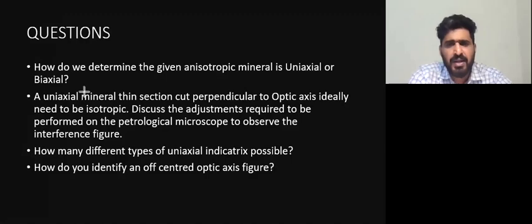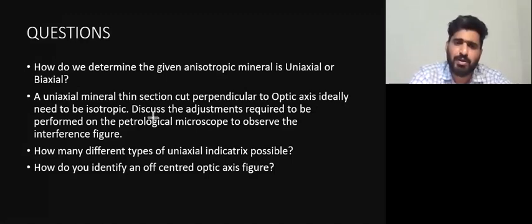A uniaxial mineral thin section cut perpendicular to the optic axis ideally needs to be isotropic. All of us know that when you cut a section perpendicular to the c-axis or optic axis, that is a circular section. So if you study that mineral under the petrological microscope, there is no double refraction. So you can see that mineral goes extinct for 360-degree rotation. It behaves as an isotropic. Discuss the adjustment required to be performed on the petrological microscope to observe the interference figure. So we have seen when you did the conoscopic arrangements and the betterments, you got a very nice optic axis figure.